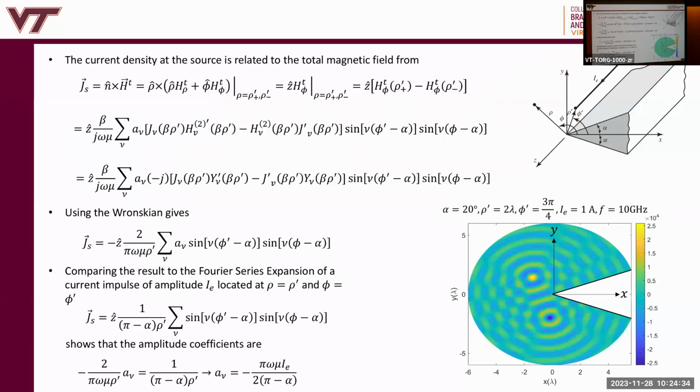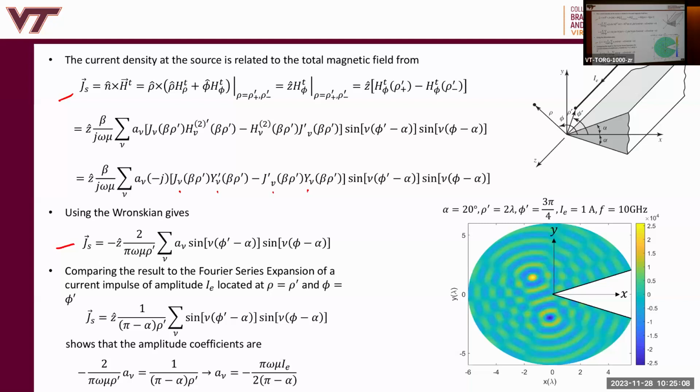Now we use the Wronskian. We have J times Y prime minus J prime times Y. That is the Wronskian, which gives you 2 over pi times mu, some constants. We presented the formula for the Wronskian earlier in the lecture, some slides back. You apply that formula and you get this, for the current density at the source point.